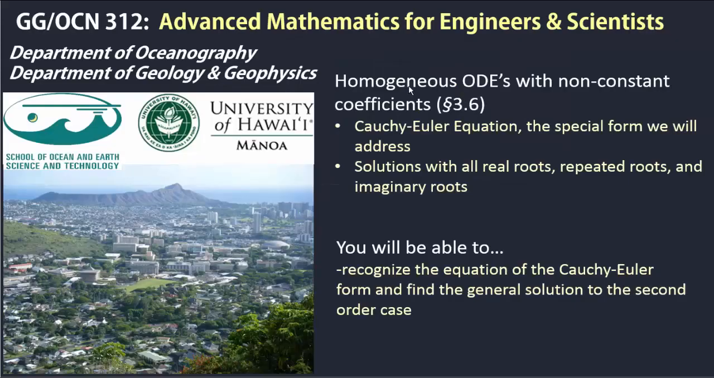So that concludes this lecture on the second order case with non-constant coefficients. Here we looked at the specific Cauchy-Euler form of the equation. And we looked at cases in which the roots were real, in which the roots were repeated, and then the imaginary roots.